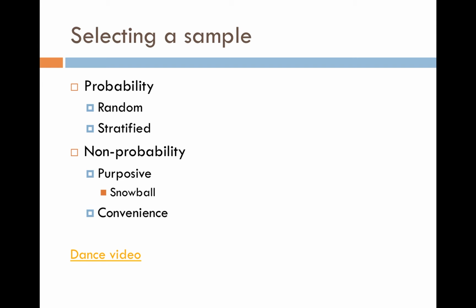When you are selecting a sample, there are actually several choices to choose from. There's a probability sample, and then there's a non-probability sample. A random probability sample.